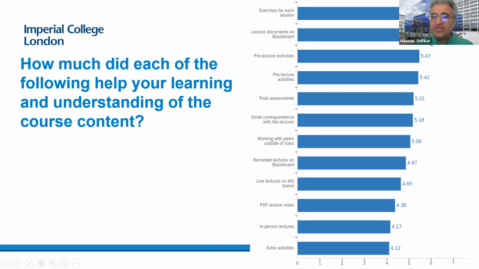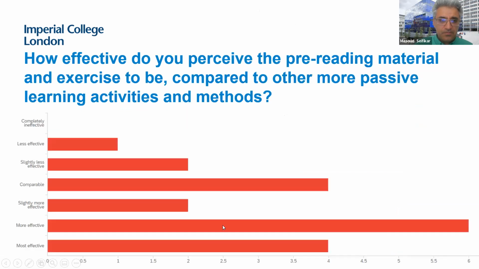The first one that we see here is for the exercises of each session. The numbers should be between 1 and 7. And for this one, it was 6.6 out of 7. That was fantastic. And the lecture document, pre-lecture exercises, and pre-lecture activities all seem to be very useful to students. But the lowest one is the extra activity, which was only for interested students. It's a little bit higher than the average marks.